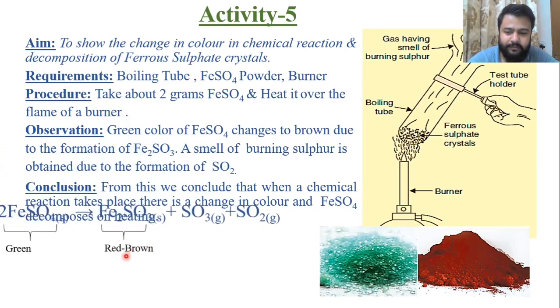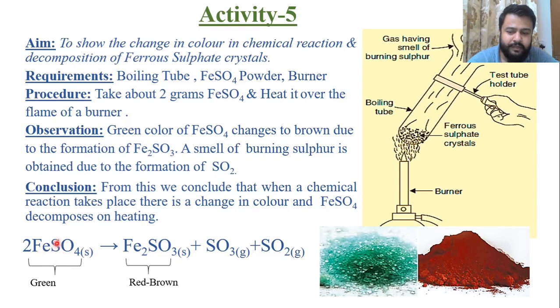You can clearly see from this chemical reaction that FeSO4 is decomposed into Fe2O3, SO3 and SO2 gas. Fe2O3 is red brown in color and FeSO4, which is solid, is green in color. So this is the chemical reaction. The points you need to remember in the observation: green color FeSO4 converts into brown color Fe2O3, and the smell of burning sulfur is obtained, and the formula for that smell is SO2. Green color formula is FeSO4. The red brown compound formula is Fe2O3, and the gases we got are SO3 and SO2.